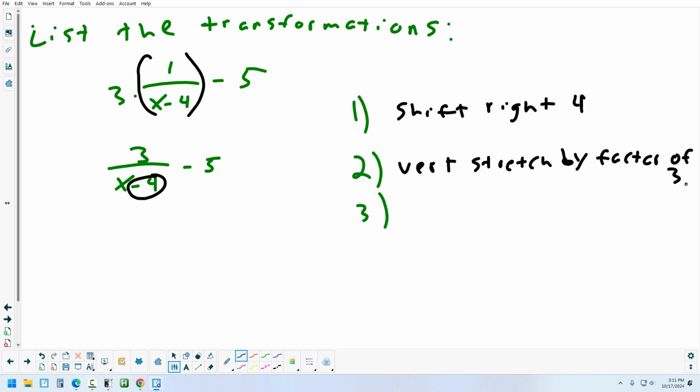Now the last thing to look at is the -5. It's on the outside, but it's subtraction. So what does the -5 do? Vertical shift down. Yep, how many? 5. Perfect. So shift down 5. When I ask you to describe transformations, that's exactly what I'm looking for you to do.